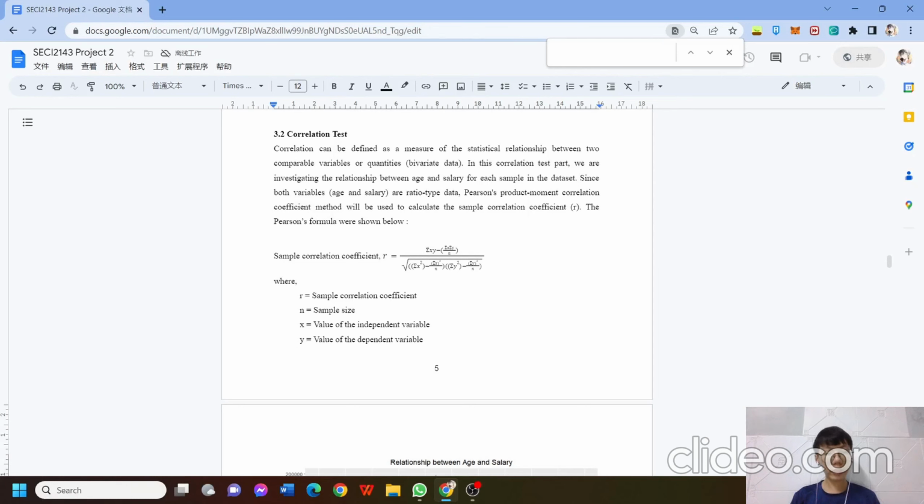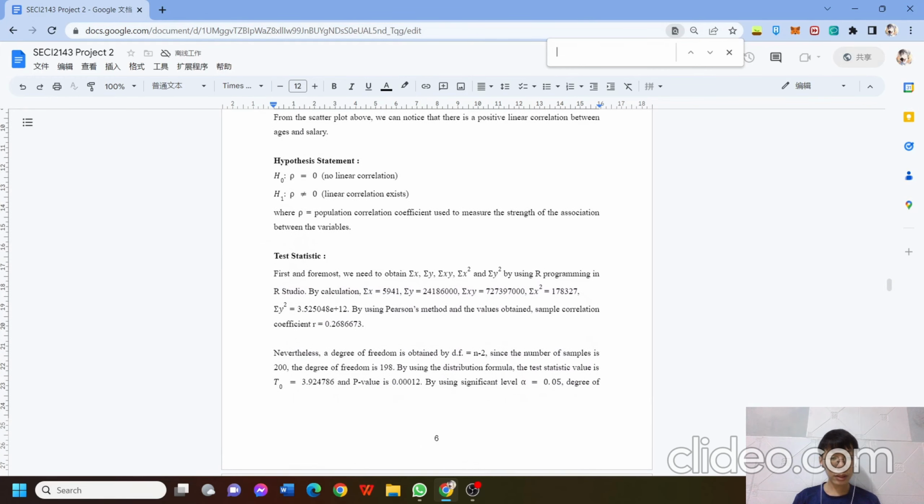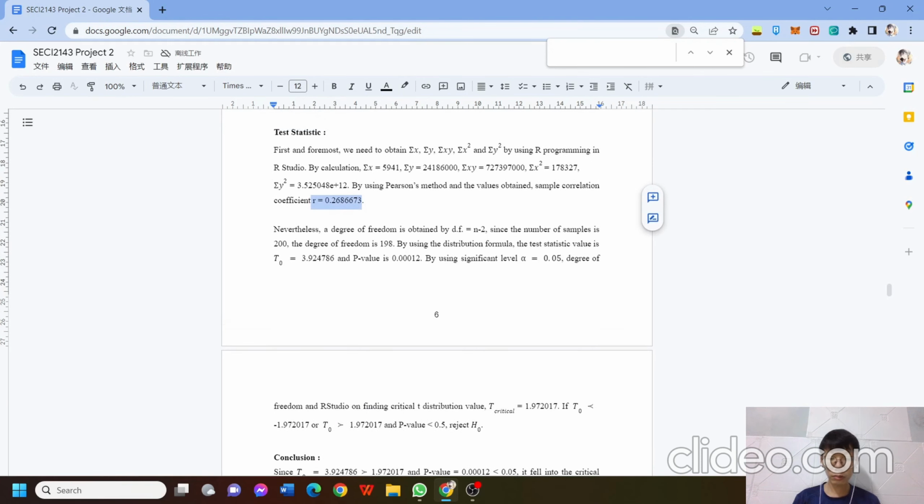Good afternoon, everyone. Now I would like to present the correlation and regression part of our project. The x variable is age and the y variable is salary for correlation, and this is the scatter plot. We want to test whether a linear correlation exists or not. First we find r equals 0.269, which is a weak correlation relationship between the two variables.